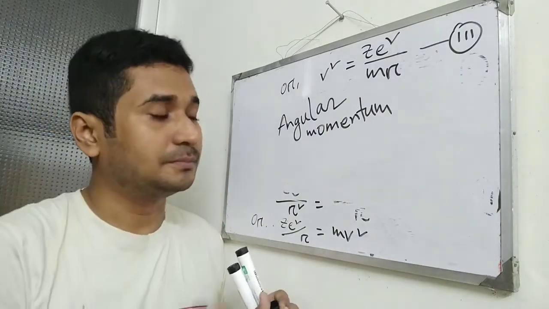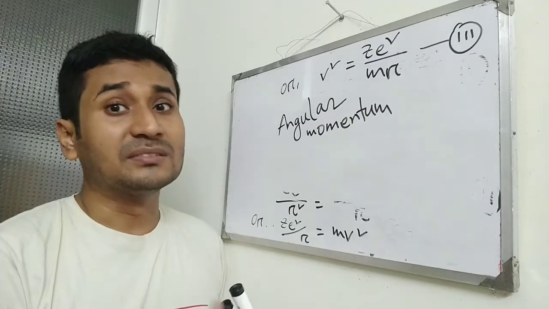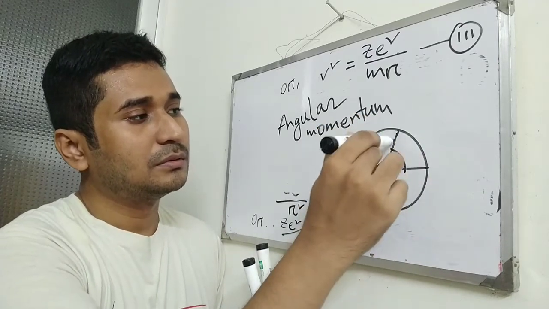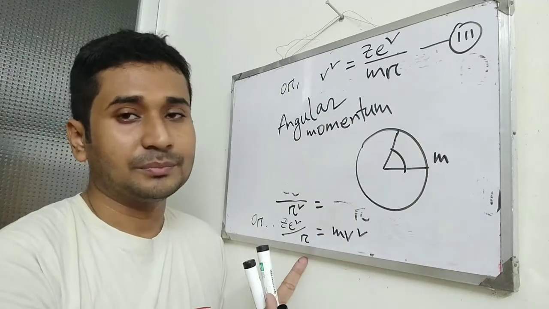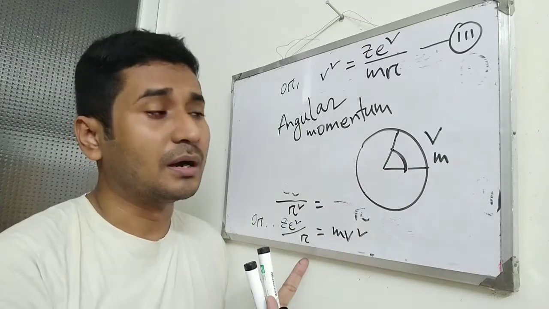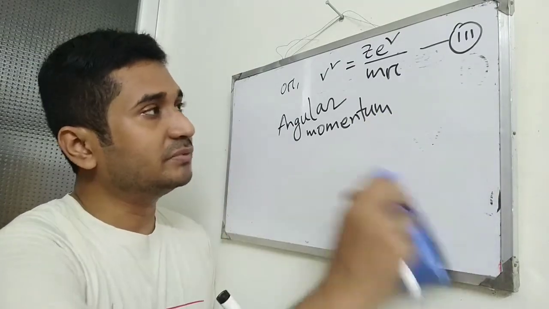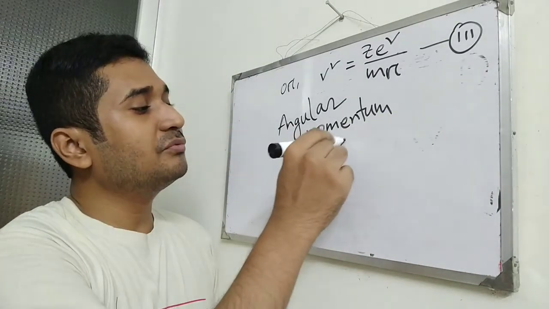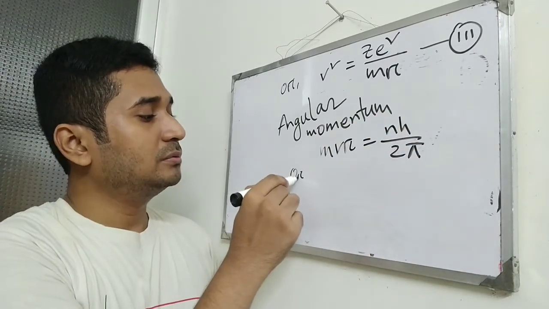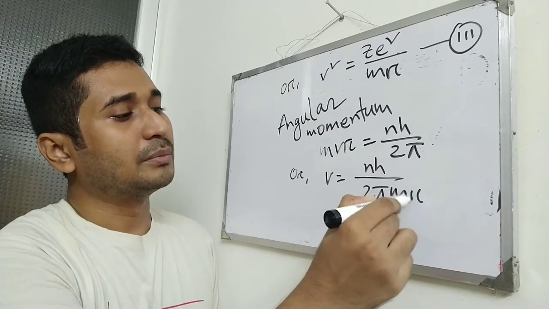occurred in a circle, because the path is not like a line. The path is circular. Okay, that means like this. Here is mass, here is velocity, but the path is circular, so it is called angular, right? Okay, so that's why the angular momentum will be mvr is equal to nh by 2 pi, or v is equal to nh by 2 pi mr.